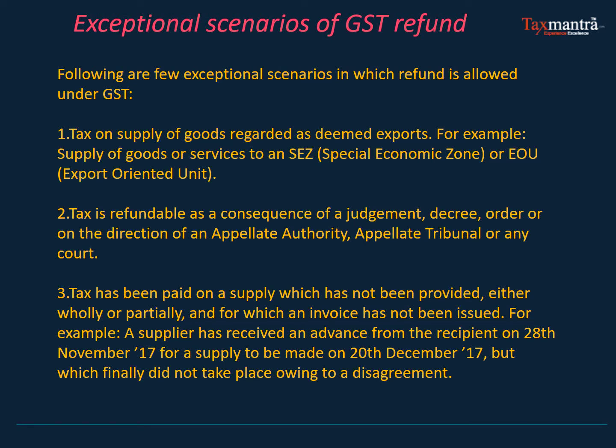Exceptional scenarios of GST refund. This is wherein the tax is on the supply of goods regarded as deemed export, for example, supply of goods or services to an SEZ or an EOU unit, because they are deemed to be exports. Tax is also refundable as a consequence of a judgment, decree or appellate tribunal order, or where tax has been paid on a supply which has not been provided, either wholly or partly, and for which an invoice has not been issued. For example, a supplier has received an advance from a recipient on 28th November for a supply to be made on 20th December, but which finally did not take place owing to disagreement. In that case also GST refund will be allowed.